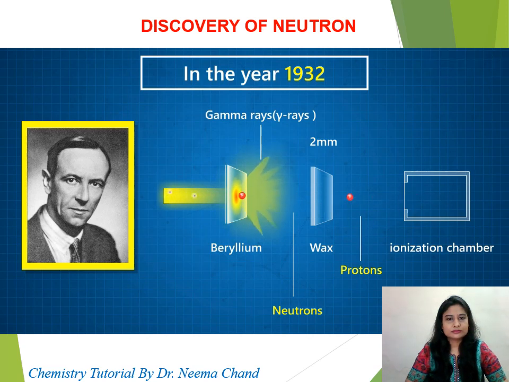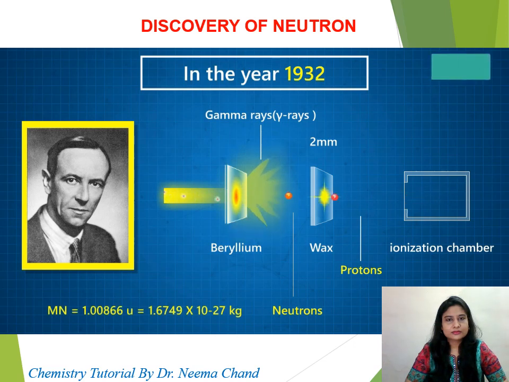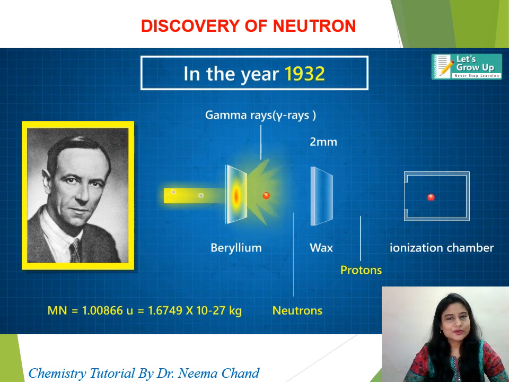Furthermore, he derived the nearly accurate mass of this new particle by applying the conservation of energy and momentum. He measured the mass of a neutron to be nearly the same as that of a proton. Mn equals 1.00866 u, equals 1.6749 × 10^-27 kg. So the search was over. The third elementary particle of an atom, that is the neutron, was discovered. The neutron didn't add any extra charge to the atom, but doubled the atomic mass of the element.